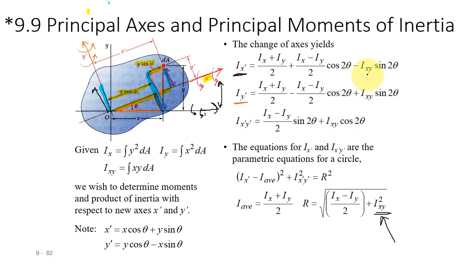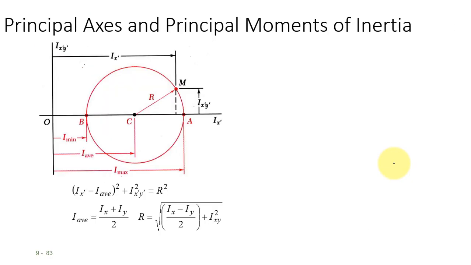And that's going to be the main use for this Ixy, the product of inertia, is going back and forth between rotating around one axis versus a rotated coordinate system, rotating around a different axis. Okay, let me draw out this circular relationship for you so you can see how this maps out. And it's a really good idea to actually graph this thing out.